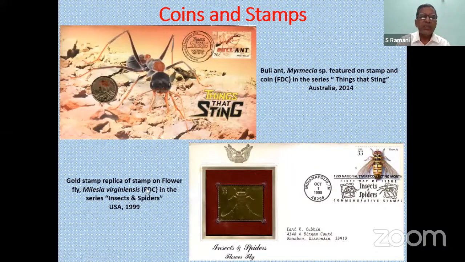So here again is another golden stamp, a replica of a flower fly, Milesia virginiensis, in the series Insects and Spiders produced by the USA. And you can see this flower fly also on this gold stamp replica. This was produced as a series called Insects and Spiders.